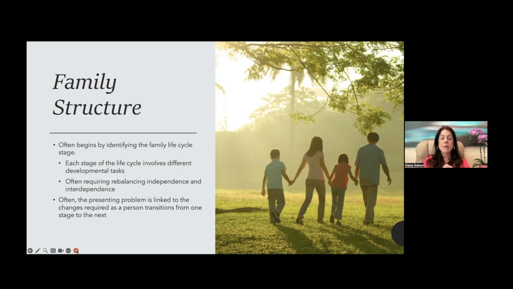Very often families, or children and adolescents, present for treatment when the system gets stuck navigating from one stage to another. And probably the most common is navigating the stage from elementary age children to preteens and teens, right? There's a whole shift in how parenting strategies have to change.